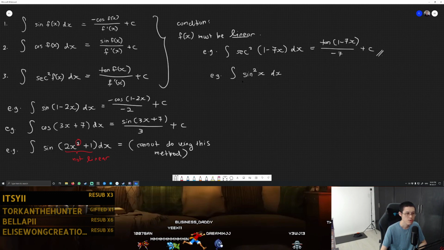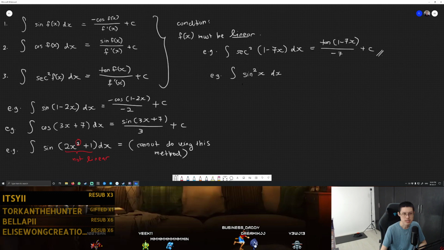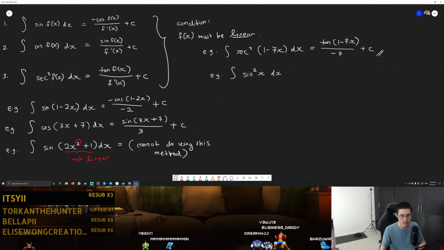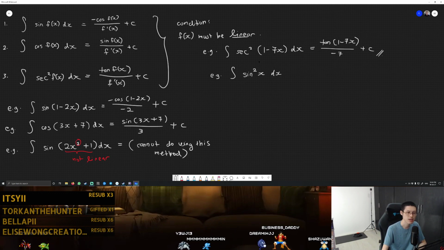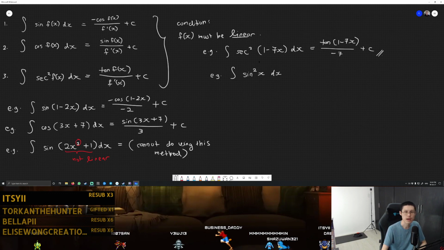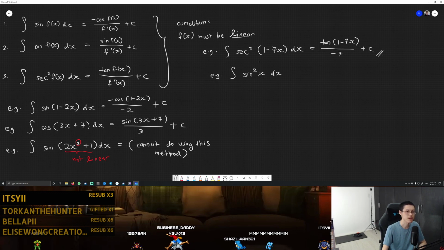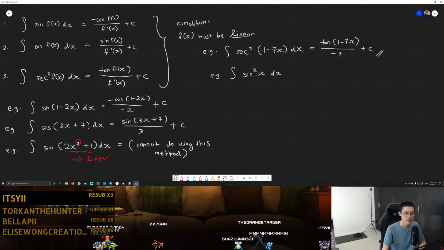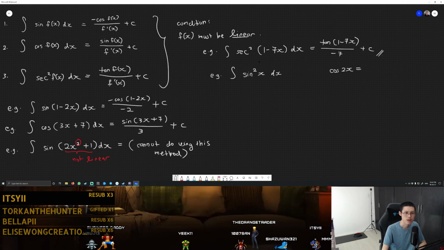Whenever they give you an integral which is sine or cos, but the power is not 1, so it's greater than 1, you have to use the double angle formula to reduce the power to a 1 before you integrate. So what is a double angle formula associated with sine squared x? You can refer to the data booklet, whatever you choose. There's one equation that looks like cos 2x equals 1 minus 2 sine squared x.